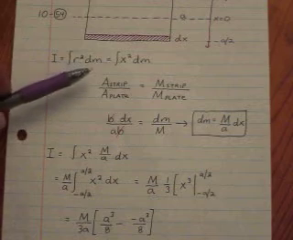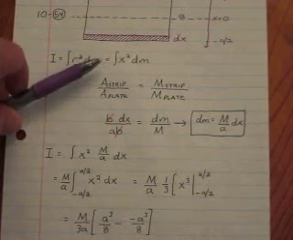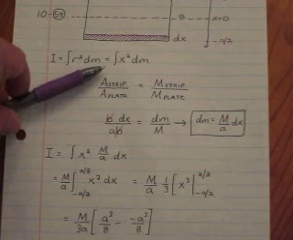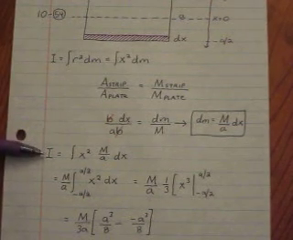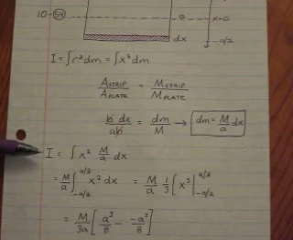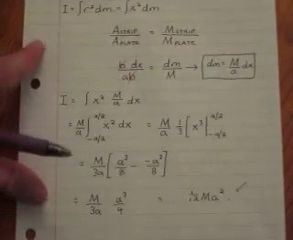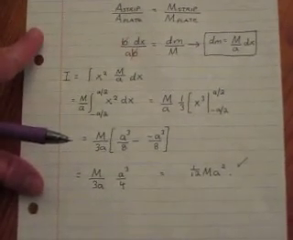Now we're going to take this integral, that I is the integral of x squared dm. We're going to replace dm with M over a dx. And so we get this integral: I equals the integral of x squared M over a dx. And we can add the limits of integration. I do that in the next step.